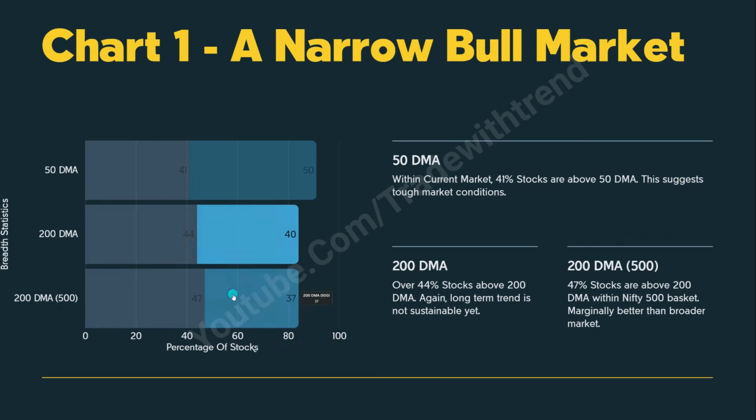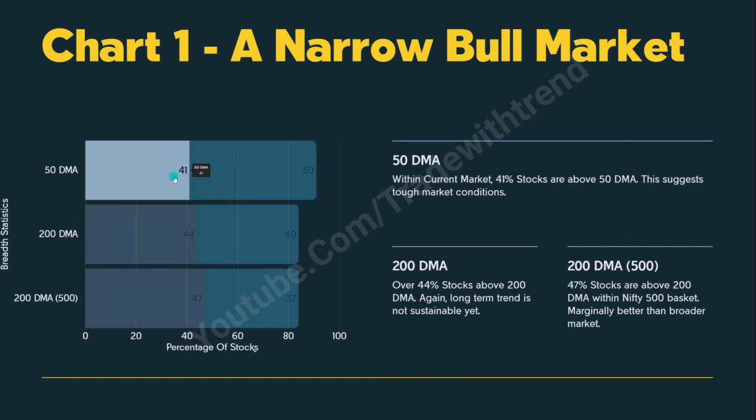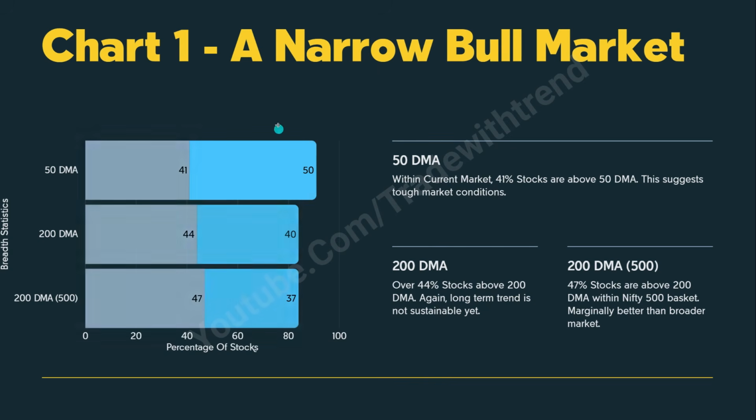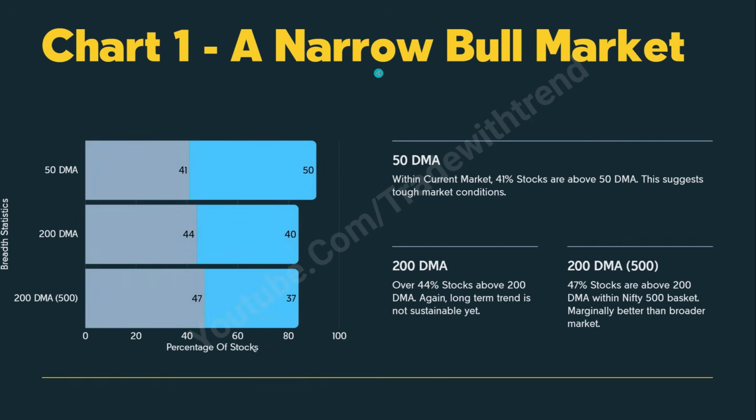Now, these three numbers that you see, 50% out of the 40% stocks that are above 50 DMA are extended, which means let's say there are total 100 stocks in the market, 40 of those are above 50 DMA, and 20 of those, that is 50% of 40, are way above 50 DMA. Similarly, there are 40% of 44% stocks that are way above 200 DMA. And same applies here, which is roughly about 40%. This tells you that the market is really narrow in nature.